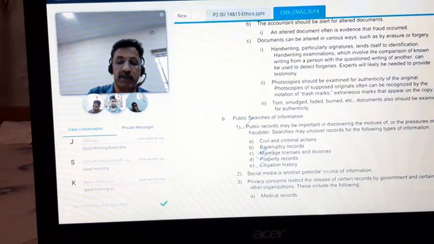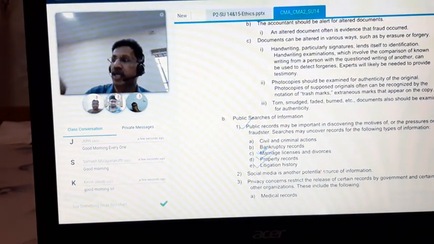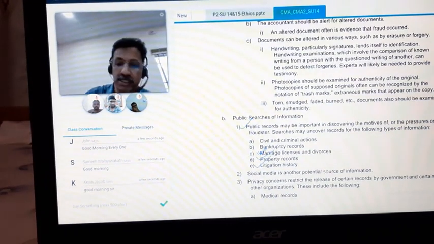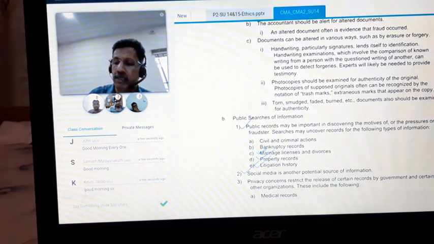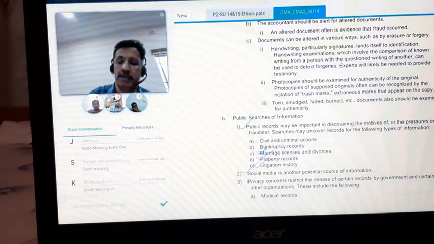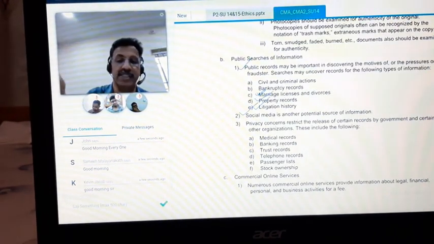Social media is a very potential source of information. When you go for fraud investigation, you will see the places he has visited in the last few months. All those things you will be able to see. Then when you go for the public searches and the records available, those agencies will have some kind of privacy concerns, restricting the release of certain records.